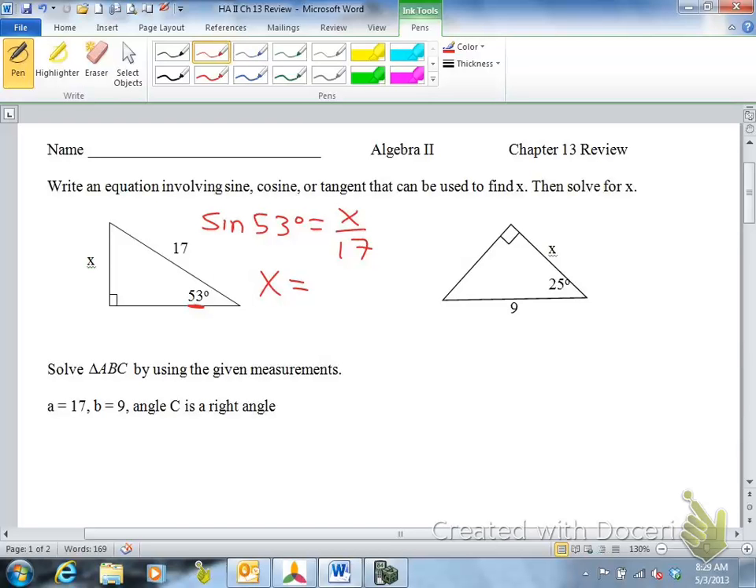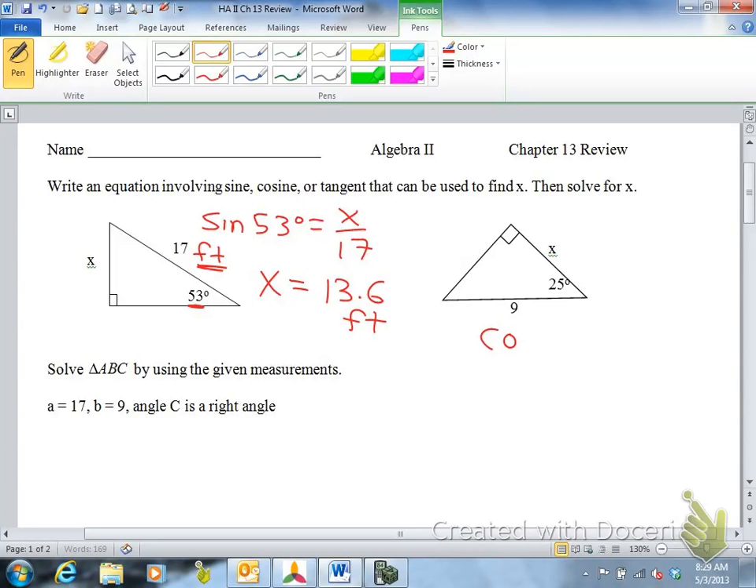So this is the chapter 13 review. X equals what, class? 13.6. Just be careful, if this had units, then you should include units. 13.6 feet. The next one, what trig ratio should we use?